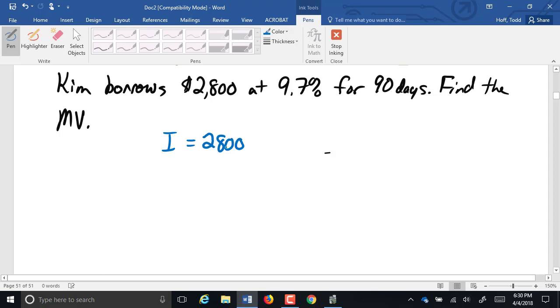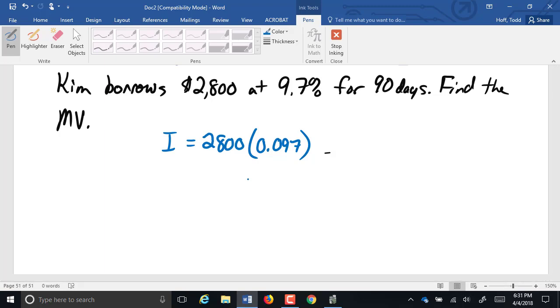P is the 2,800, right? What is R? Careful. 0.097. The 9.7% becomes 0.097 as a decimal. Now the big question is, what is T? It's 90 days, but how do we express that?